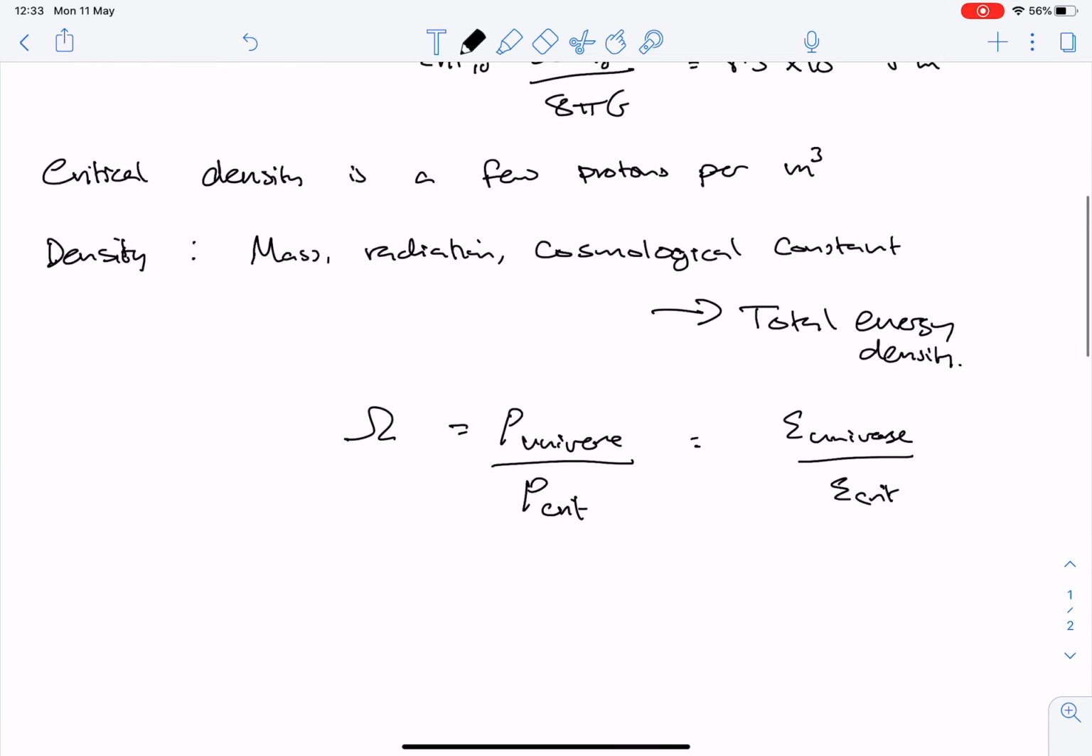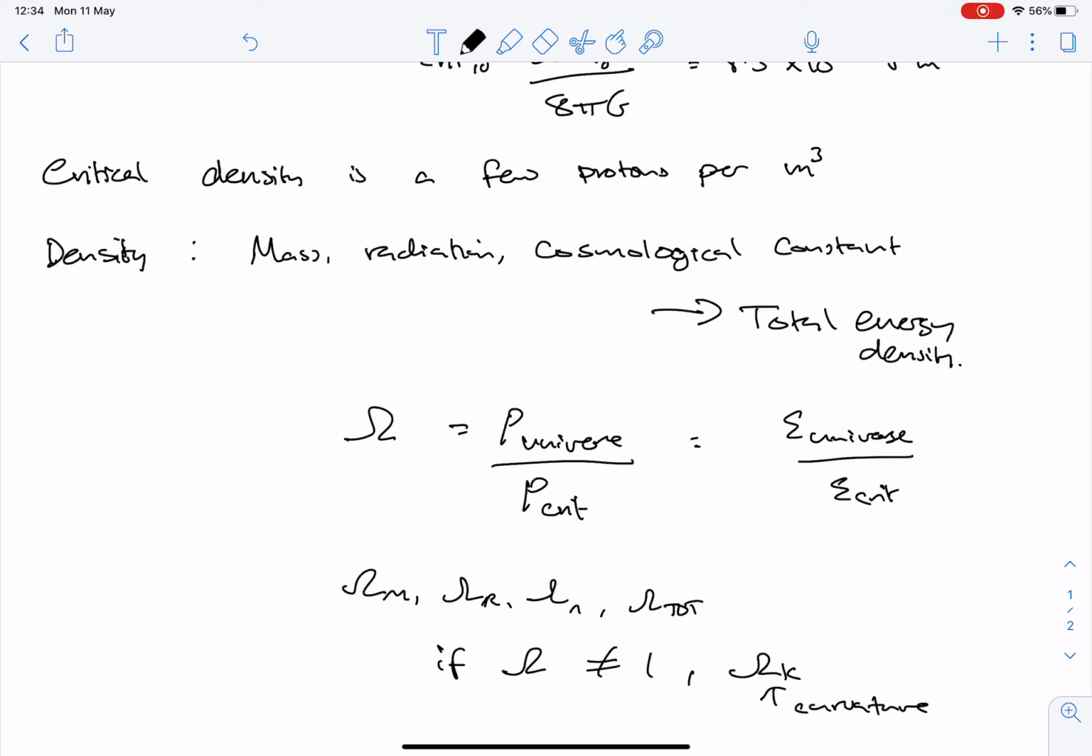And of course, we can also split this into components. So we can have omega m, omega r, omega lambda, omega total, and if omega doesn't equal 1, you can also have omega k, which is the curvature. So that's what we're going to go and do now.